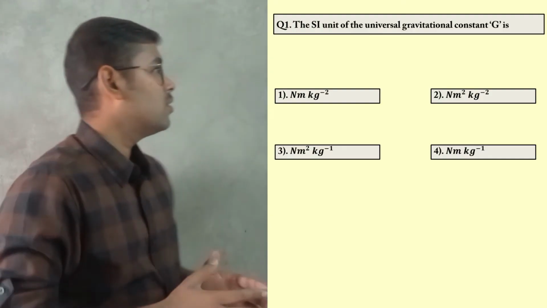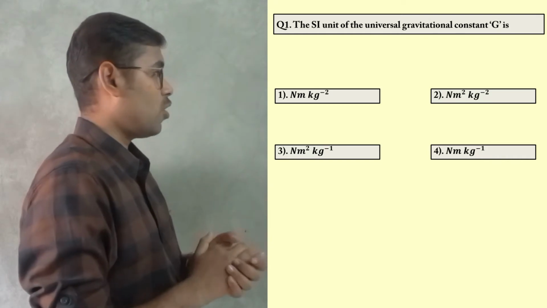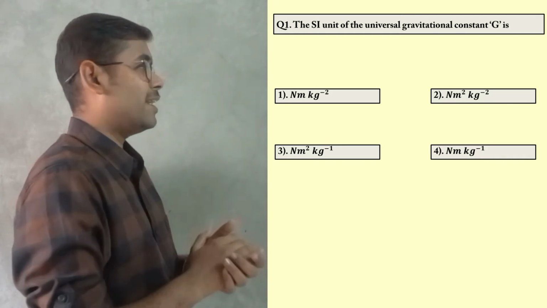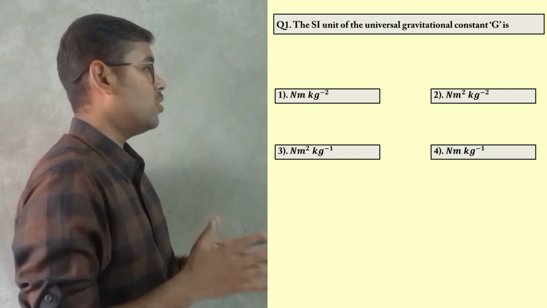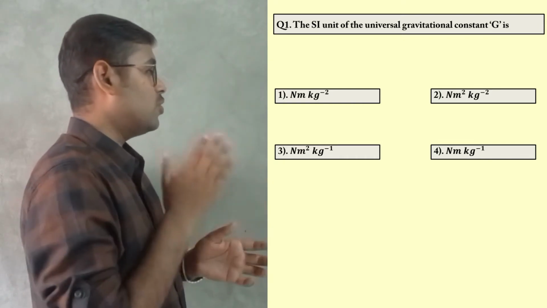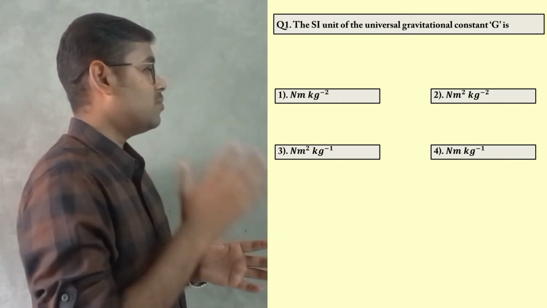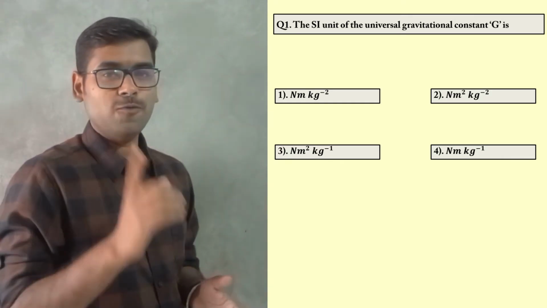Guys, let us begin our discussion with question number 1. The SI unit of universal gravitational constant G is option number 1 Newton meter kg raised to minus 2, option 2 Newton meter square kg raised to minus 2, option number 3 Newton meter square kg raised to minus 1, and option number 4 Newton meter kg raised to minus 1.